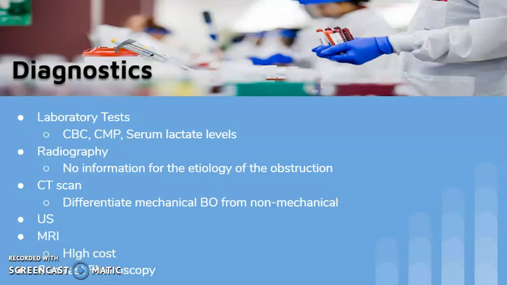Radiography gives no information on the etiology of the obstruction, but it may be most valuable in patients who are hemodynamically unstable or unable to undergo cross-sectional imaging. The CT scan will help differentiate mechanical bowel obstruction from non-mechanical. Then we have ultrasound, MRI, which has a high cost, and contrast fluoroscopy.